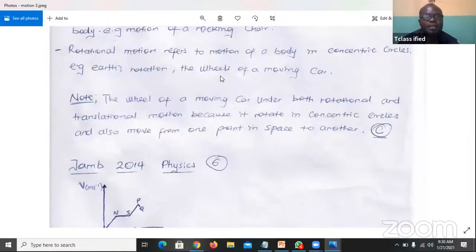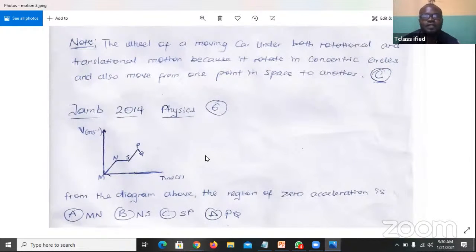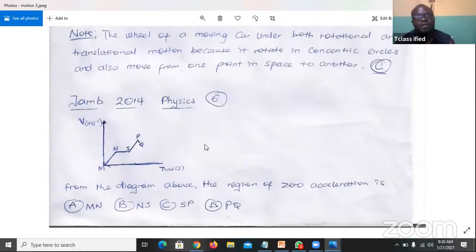Okay, and let's look at this JAMB 2014 question. From the diagram above, the region of zero acceleration. How do you know zero acceleration in a velocity-time graph? So under motion, this is very, very important. The velocity-time graph shows you how you can detect acceleration. You say that acceleration is the rate of change of velocity over time.